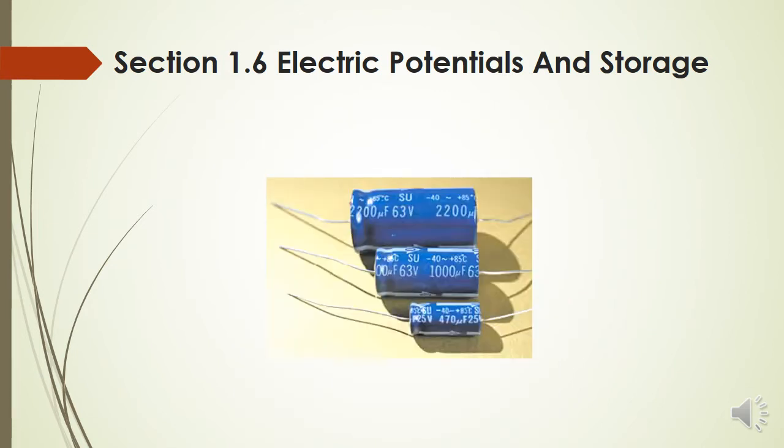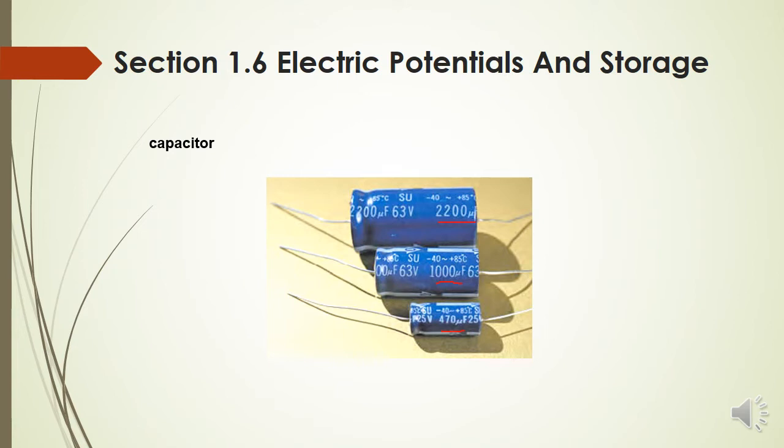We are now in capacitor. So what is a capacitor? Electric energy can be stored in a common device called a capacitor, which is found in nearly all electronic circuits. A capacitor is used as a storehouse for energy. From this figure, you can see that these capacitors have 470 microfarad, 1000 microfarad, and 2,000 microfarad.